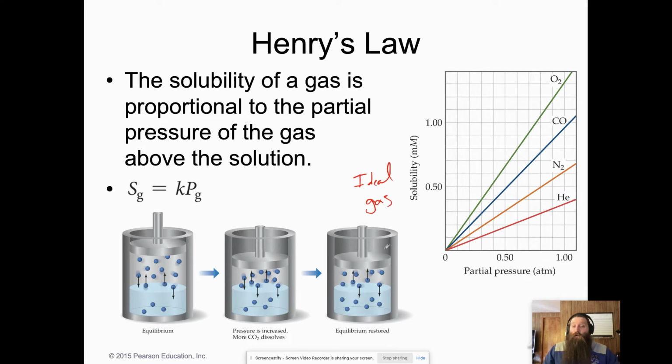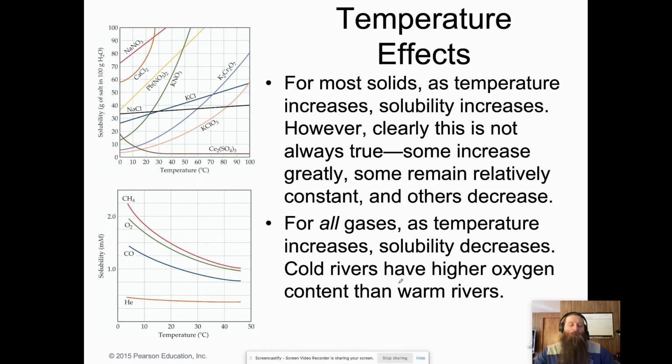Ideal gases are not real, right? But they make good math sense. Anyway, temperature. When we talk about solids, as temperature increases, solubility increases, right? That's very true of 99% of solids. If we look at this graph over here, the only one that it's not true for is the cesium sulfate compound, which apparently as the temperature goes up, the solubility goes down.